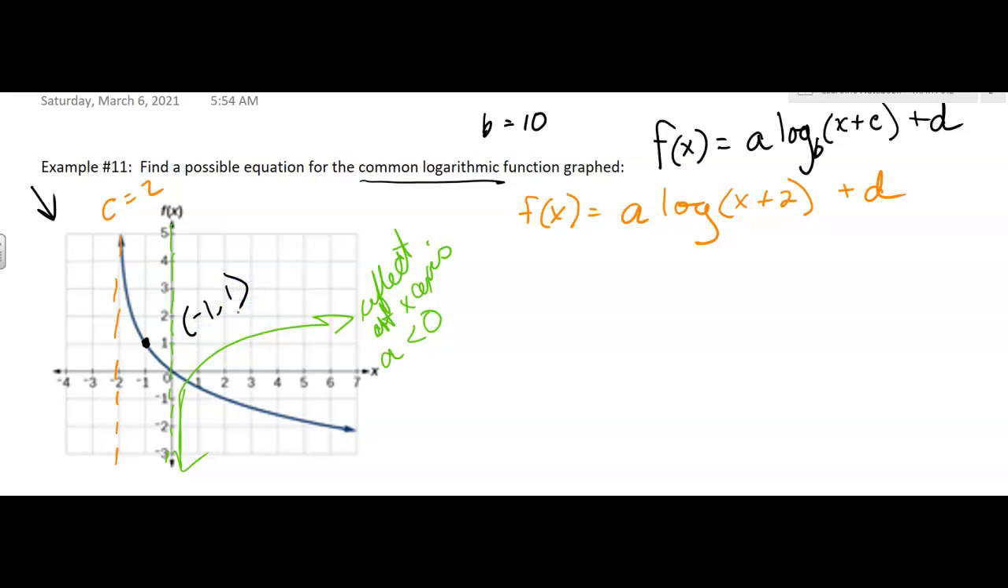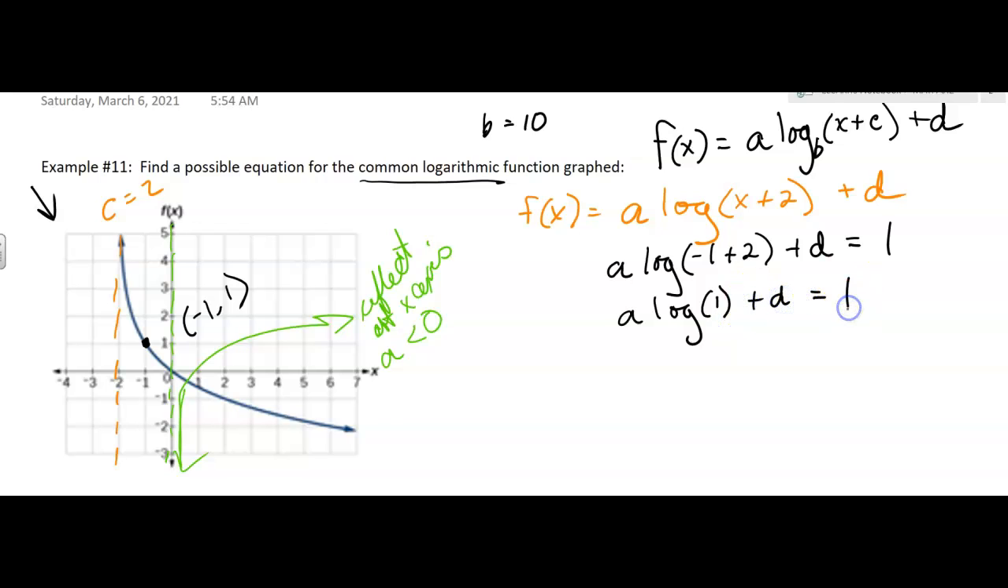So I'm going to plug that in for x and y, and I'm going to get this. A log, what am I plugging in for x? -1 plus 2, plus d, that's going to equal 1. Okay, that gives me a log 1 plus d equals 1.